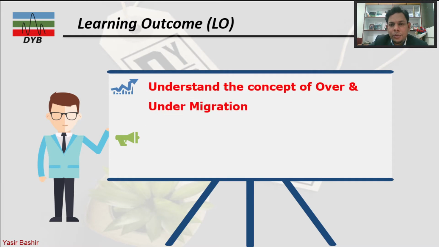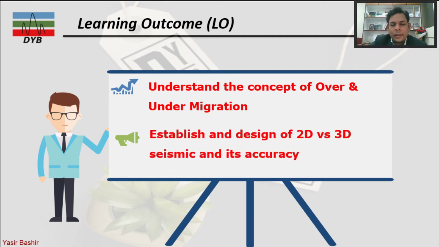The first one is to understand the concept of over and under migration. The second objective of this lecture will be to establish and design 2D versus 3D seismic data, and how accurate it is to define 2D or 3D, and how we can define the line's accuracy.